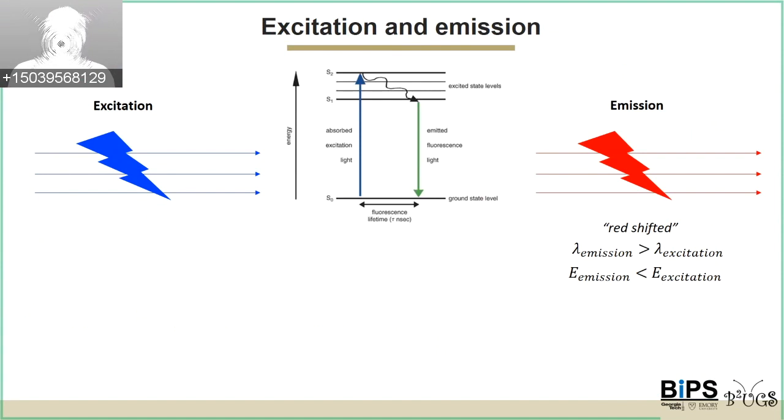The emitted light has less energy than the excitation light because of that thermal relaxation that occurred prior to emission, where some energy was lost, so it will be redshifted. Okay, so that's simple enough, but there's a little more to this story here.